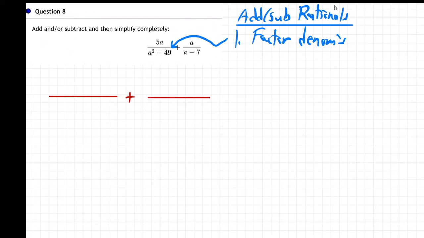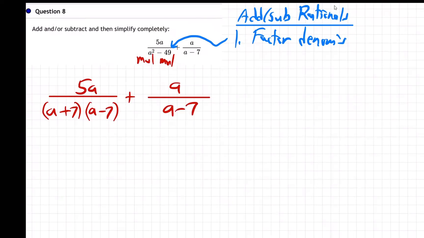And so this right here is going to factor. Remember, it's multiply, 2 parentheses, a times a is a squared, plus 7 and minus 7 makes minus 49 there. Okay, so this is 5a, this is a over a minus 7. So there's step number one.